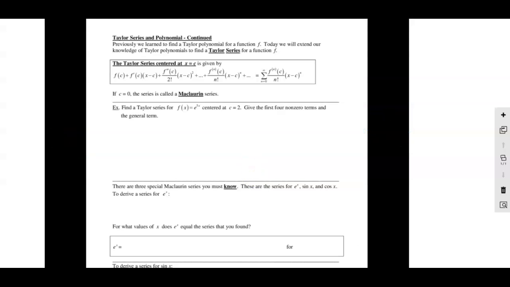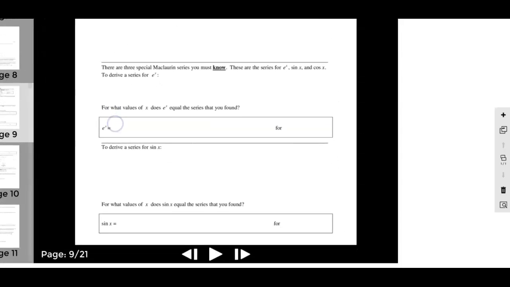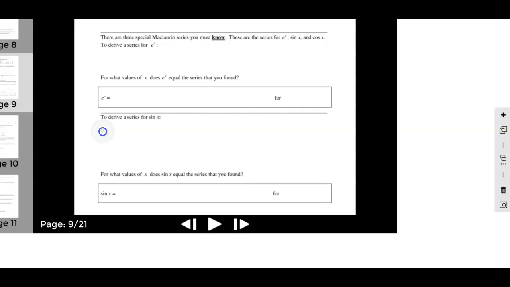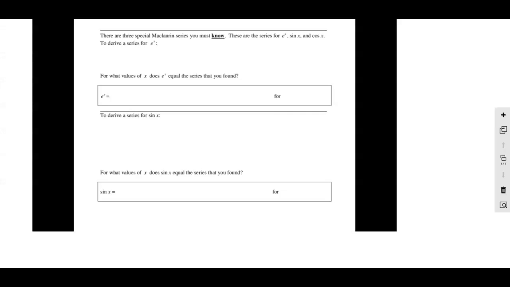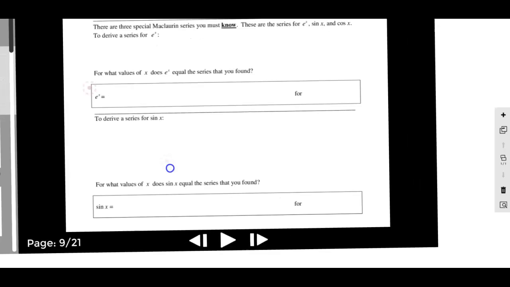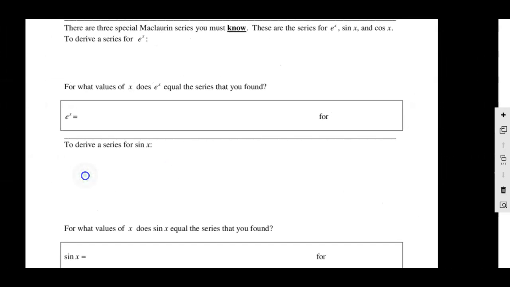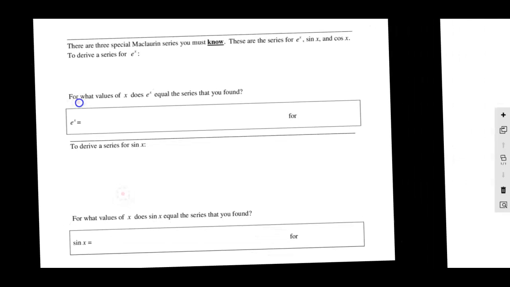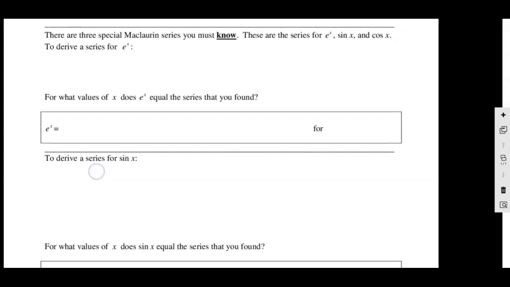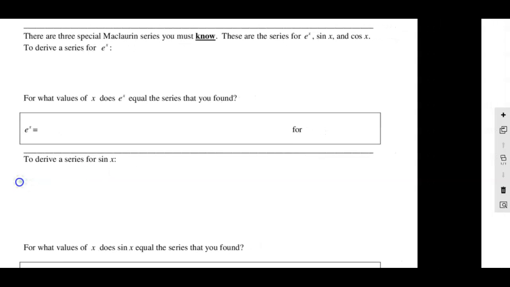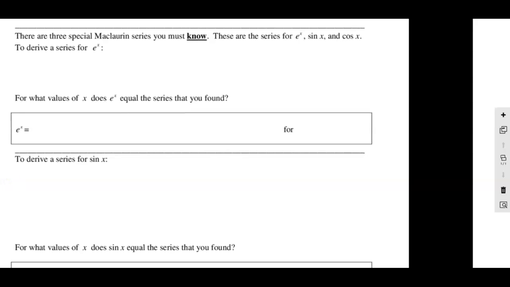Now, there are 3 really common MacLaurin series that you're going to want to know. We're going to go through and build them, and then these are ones that you probably are not going to want to have to rebuild again. So these are ones that you're going to want to just remember. We're going to build the MacLaurin expansion for e to the x, then for sine of x, and then also for, you guessed it, cosine. E, sine, and cosine. Those are the MacLaurin expansions that you're going to want to have memorized. We're going to build them now, but hopefully in the future we don't have to build them anymore.